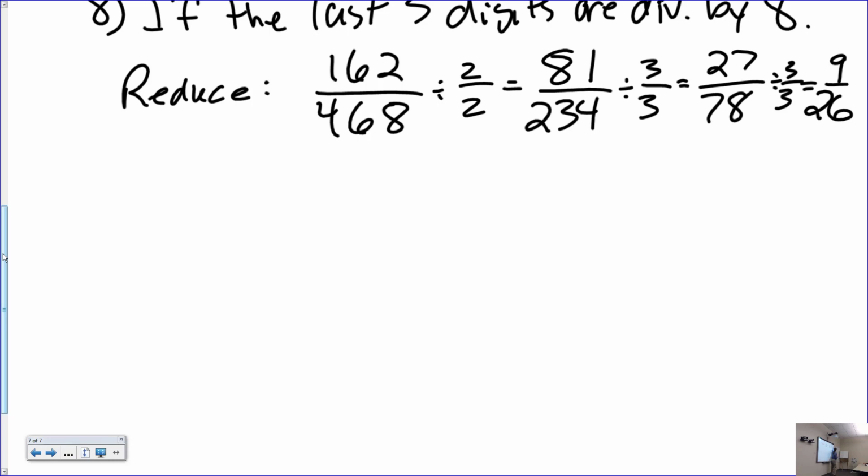Okay. Can we deal with the 9 or the 26 anymore? Nope. This is as simplified as we can get. Okay? So that's the kind of stuff I would expect you guys to be able to do. And again, if you have to sit down with a piece of paper and do the long division by hand because you can't do 234 divided by 3 in your head, there's nothing wrong with that. In fact, I encourage you to do that to make sure you don't screw it up, right?